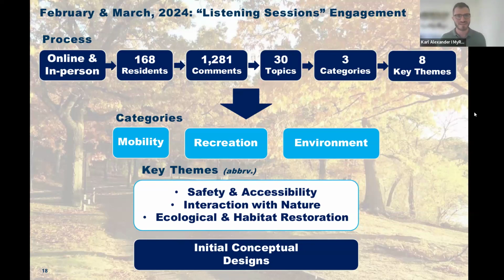We spent 2 weeks categorizing them into 30 different topics, ranging 3 categories: mobility, recreation, and environment. And I've listed just abbreviated versions, but 8 key themes to follow. If we were to bucket those 8 key themes into 3 themes: safety and accessibility, interaction with nature, and ecological and habitat restoration. And really glad to see that those themes were in alignment with a couple of the project goals that we shared.